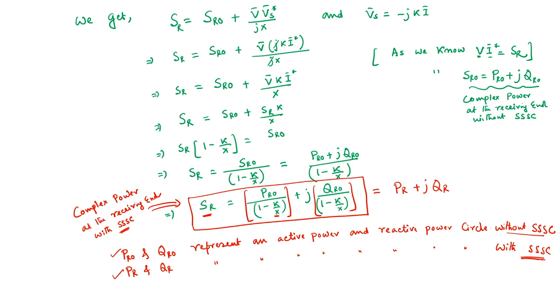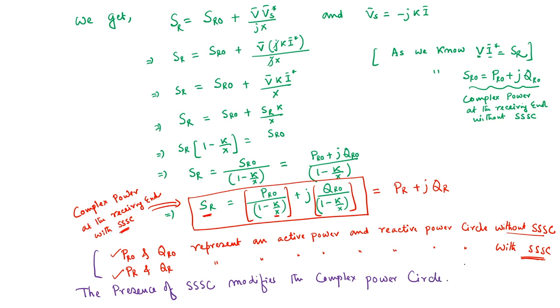What I can conclude from this whole analysis is that the presence of SSSC modifies the complex power circle. And one may draw both the circles with some realistic data, then we will come to a conclusion about what is the impact of this SSSC in power flow. So, that I am leaving to you.